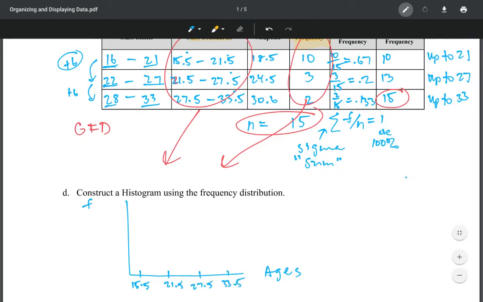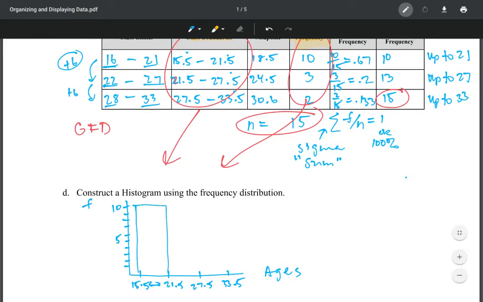And then I use my frequencies, it needs to go up to 10. So 1, 2, 3, 4, 5, 6, 7, 8, 9, 10. Not bad. Okay, 1, 2, 3, 4, 5. I'll just label the 10 and the 5. To construct my histogram, I just draw bars over each of these classes. So doing my first class here between 15.5 and 21.5, those are 10. So I'm just going to draw my bar. This is the easy part. Just draw my bar all the way up to 10.